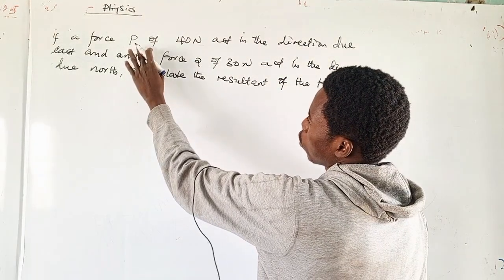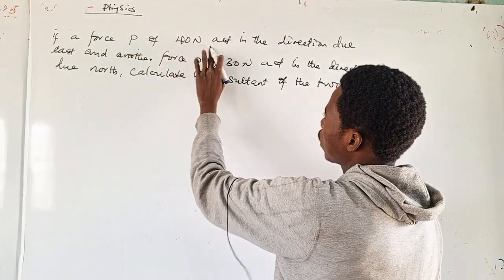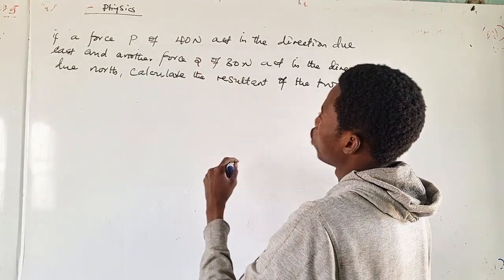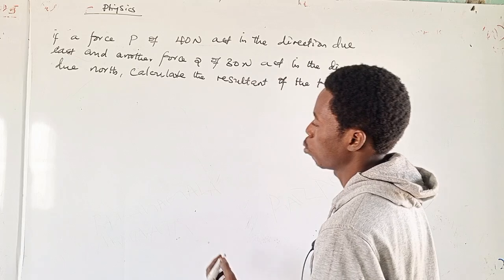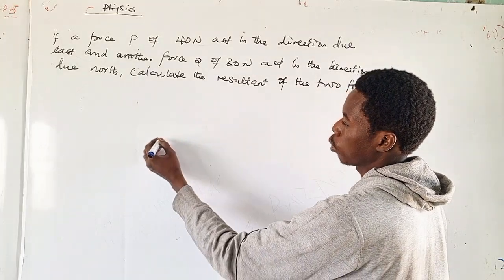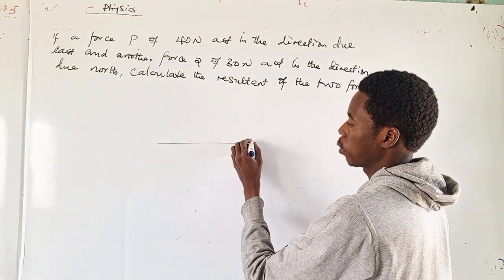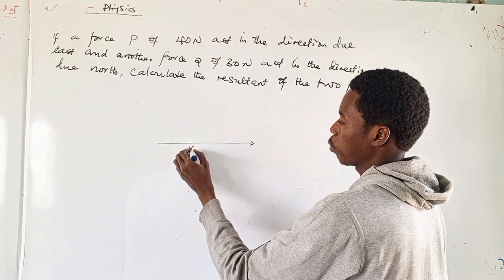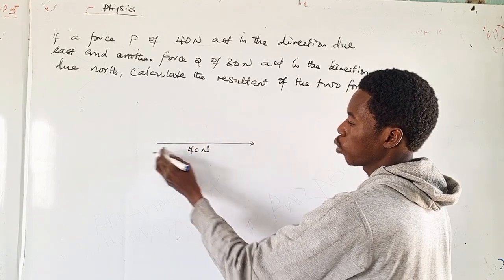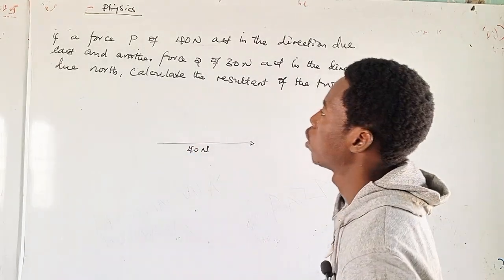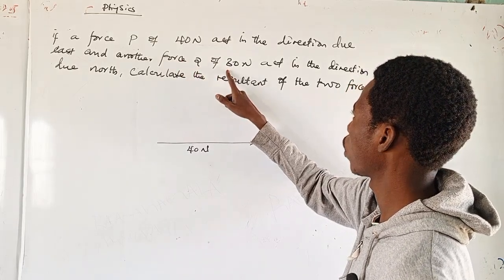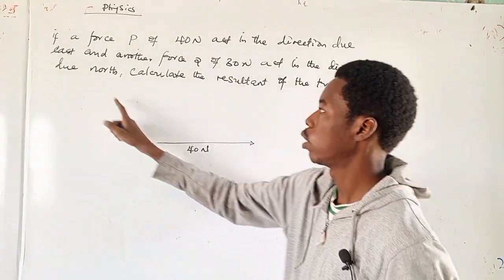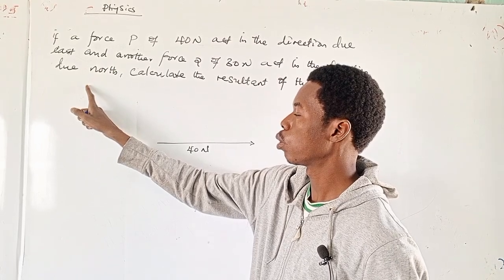If a force P of 40 Newton acts in the direction due east, so this is how we can draw it. And we put 40 Newton in the east direction, and another force Q of 30 Newton acts in the direction due north.